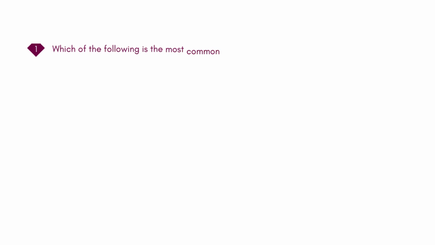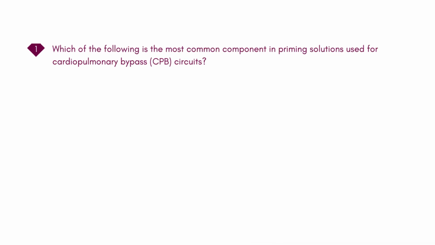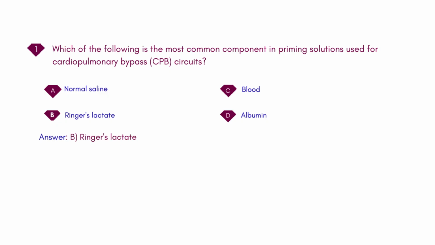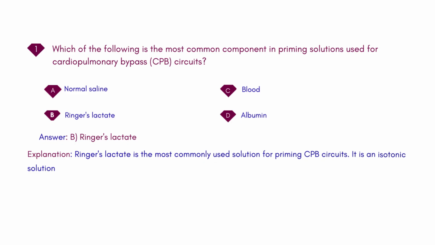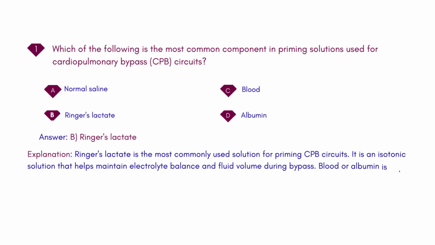Which of the following is the most common component in priming solutions used for cardiopulmonary bypass, CPB, circuits? A. Normal saline. B. Ringer's lactate. C. Blood. D. Albumin. Answer: B. Ringer's lactate. Explanation: Ringer's lactate is the most commonly used solution for priming CPB circuits.